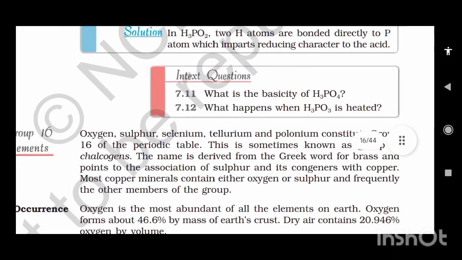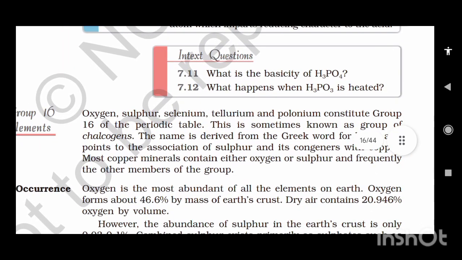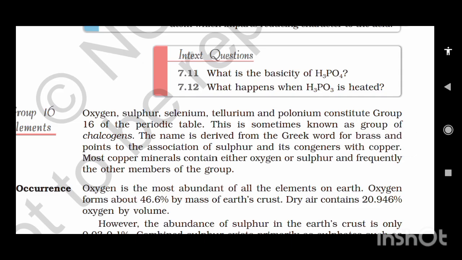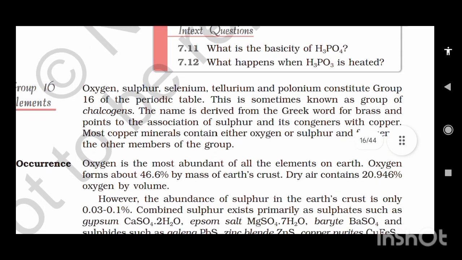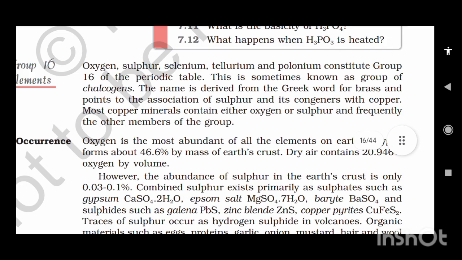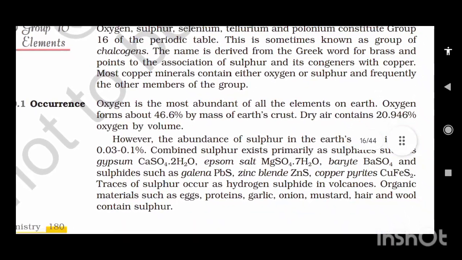Oxygen, sulfur, selenium, tellurium and polonium are the group 16 elements of the periodic table. This is sometimes known as the group of chalcogens. The name is derived from the Greek word for brass and points to the association of sulfur and its compounds with copper. Most copper minerals contain either oxygen or sulfur and frequently the other members of the group.